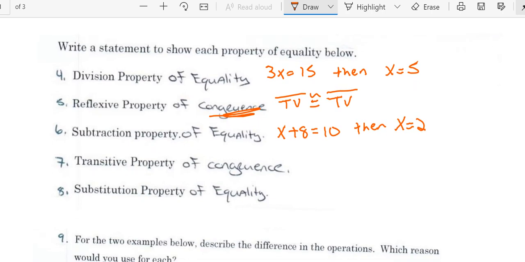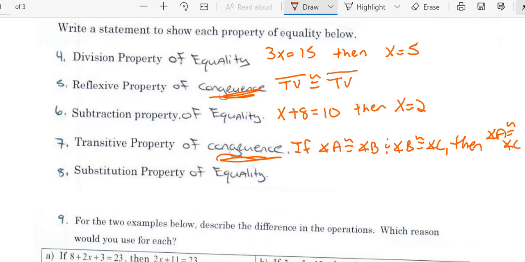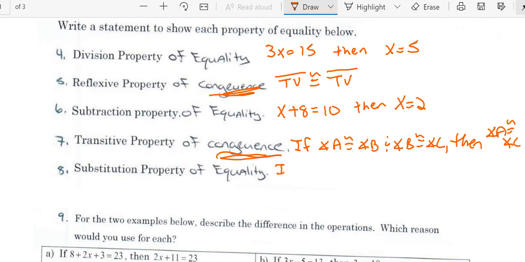Transitive property of congruence. Again, make sure you have a congruency sign. It would be something like: if angle A is congruent to angle B and angle B is congruent to angle C, then angle A is congruent to angle C. And the substitution property of equality: if 2x plus y equals 20 and x equals 3, then 2 times 3 plus y equals 20.